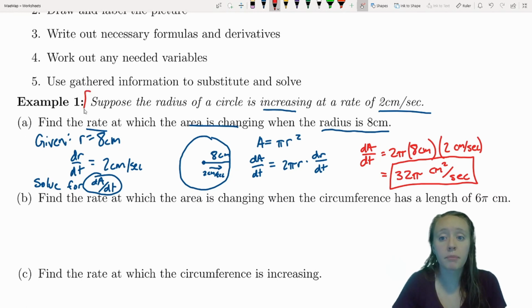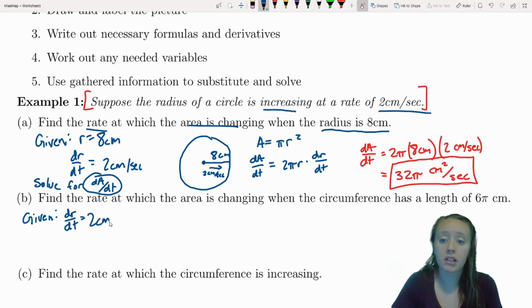So I'm starting back up with just what was given to me in the prompt. So when I write out my givens and what I'm solving for, the only given that remains the same is going to be that my radius is increasing at a rate of 2 centimeters per second. So I'm just going to start with this dr dt is 2 centimeters per second right off the bat.